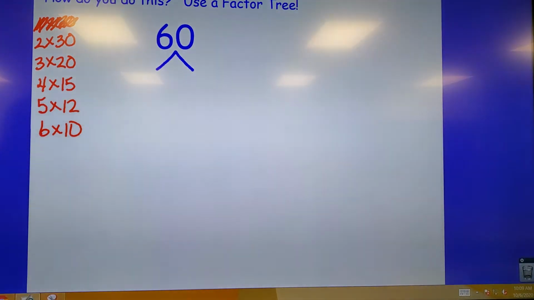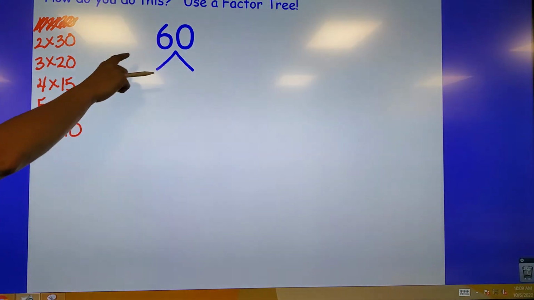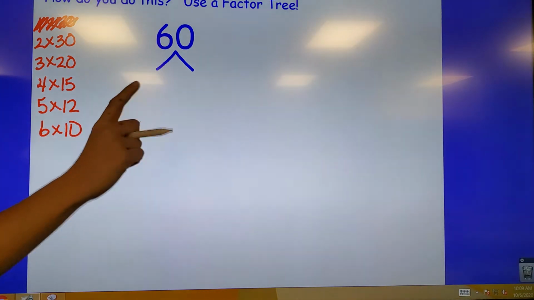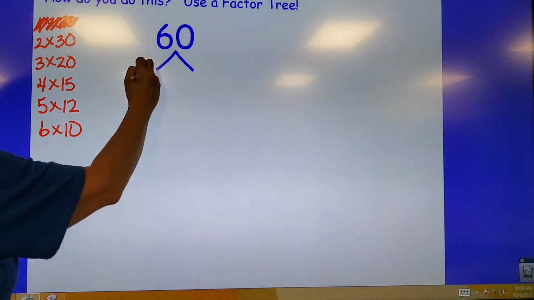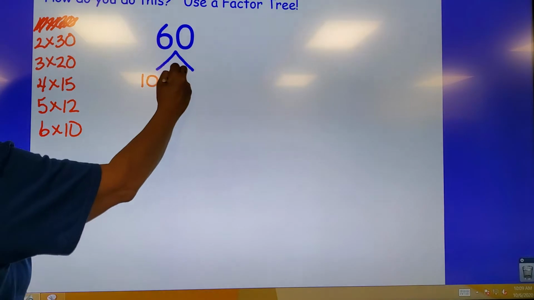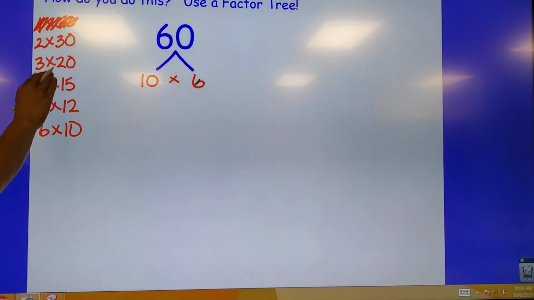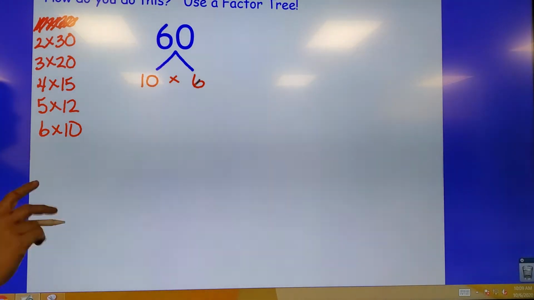Now, me personally, my preference, whenever I see a number that ends in 0, I think, ooh, I can do 10 times something to get that number. So I always use 10 times, in this case, 6, okay? But these other 4 choices would have been just fine.